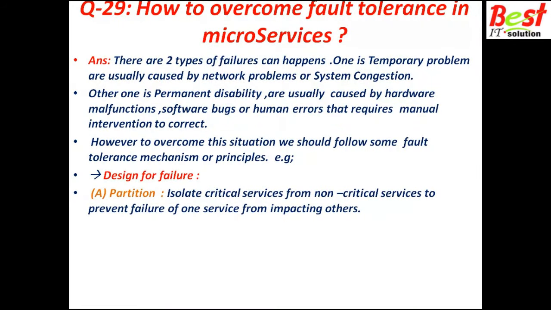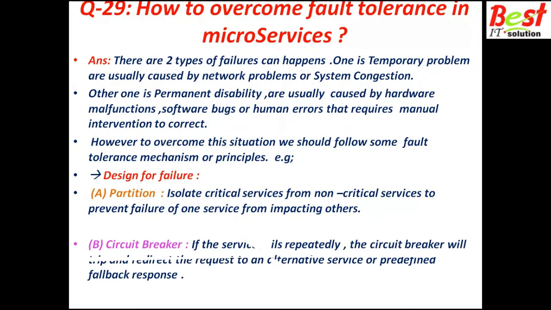Design for failure has several points we can follow. The first one is partition. Partition means isolating critical services from non-critical services to prevent the failure of one service from impacting others. In our application, there are some critical services and some non-critical services, so we need to isolate them to prevent failure of one service from impacting the other.